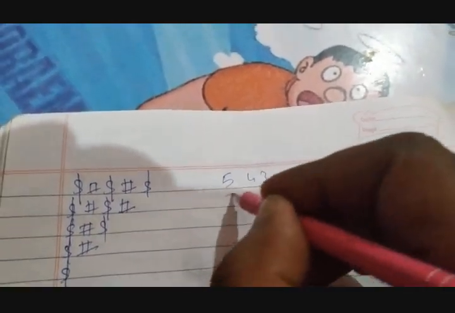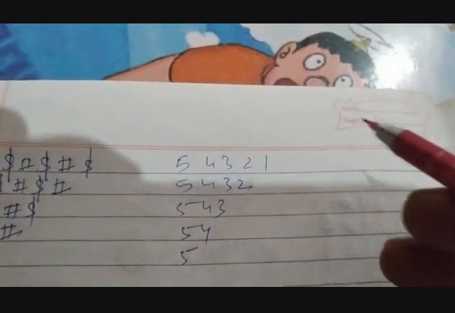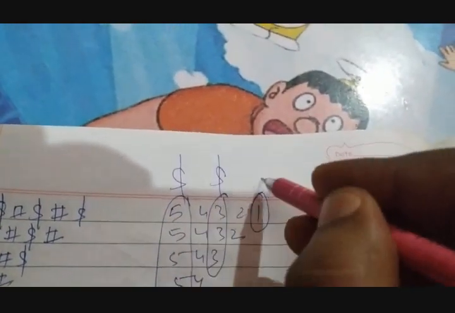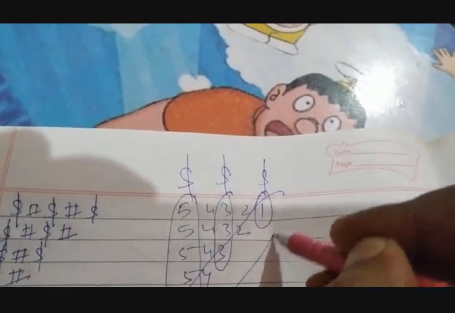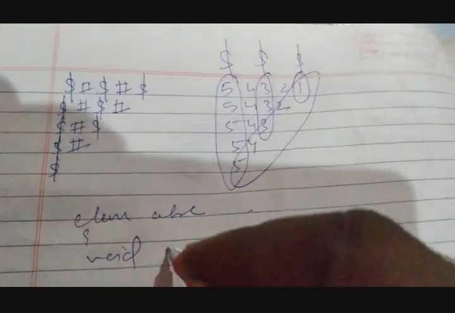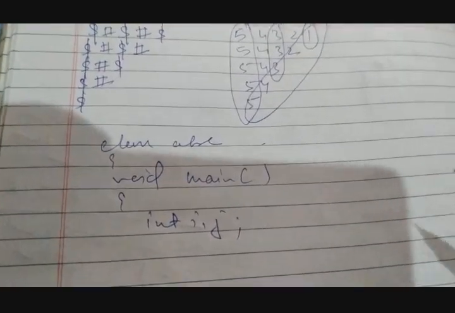So the next question: dollar, hash. It is the same, with 5, 4, 3, 2, 1; 5, 4, 3, 2; 5, 4, 3; 5, 4; 5. So wherever there is again an odd, there is dollar. So where is the loop? The loop starts from 1 to 5. Void main, int I and J.